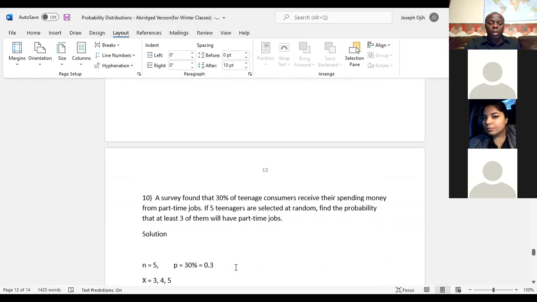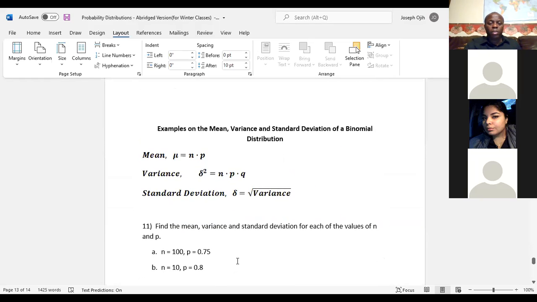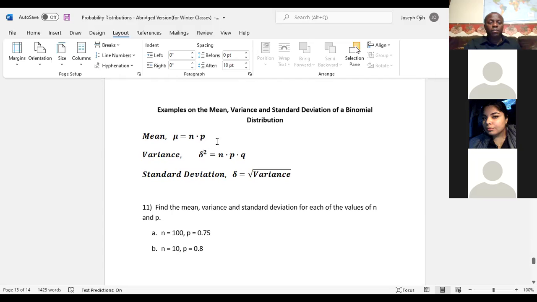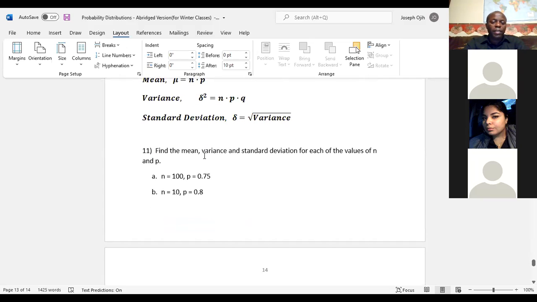We have 4 minutes left. So let me use it to introduce this. The mean, variance, and standard deviation of a binomial distribution. The mean is just n times p. Variance is n times p times q. And then standard deviation is just the square root of variance. So let's apply this to this one. For example, here, find the mean, variance, and standard deviation.